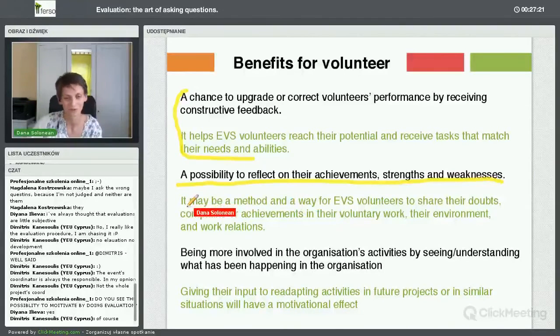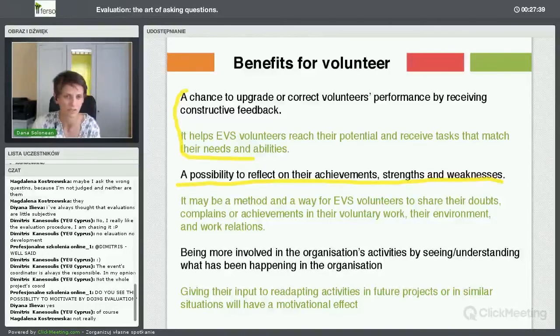This is a very important method where EVS volunteers can share their doubts and complaints about their voluntary work, their environment, and their work relations. So it's a moment where they can really say what they have on their soul.